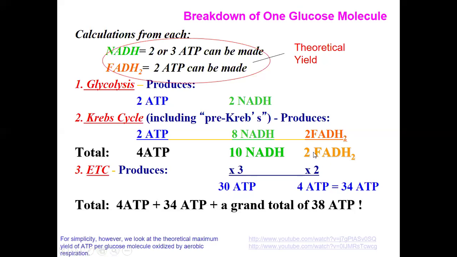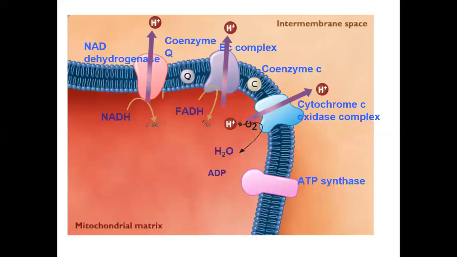The FADH produces 2 ATP per molecule. If you have 2 of them produced during the Krebs cycle, the ATP they will produce is 2 times 2, that is 4. So you are going to say 30 ATP plus 4 ATP, giving you a total of 34. So for the electron transport chain, you have 34. By the time you have the 2 from glycolysis and 2 from Krebs cycle, making 4 ATP, plus 34 ATP, the grand total will be 38 ATP.